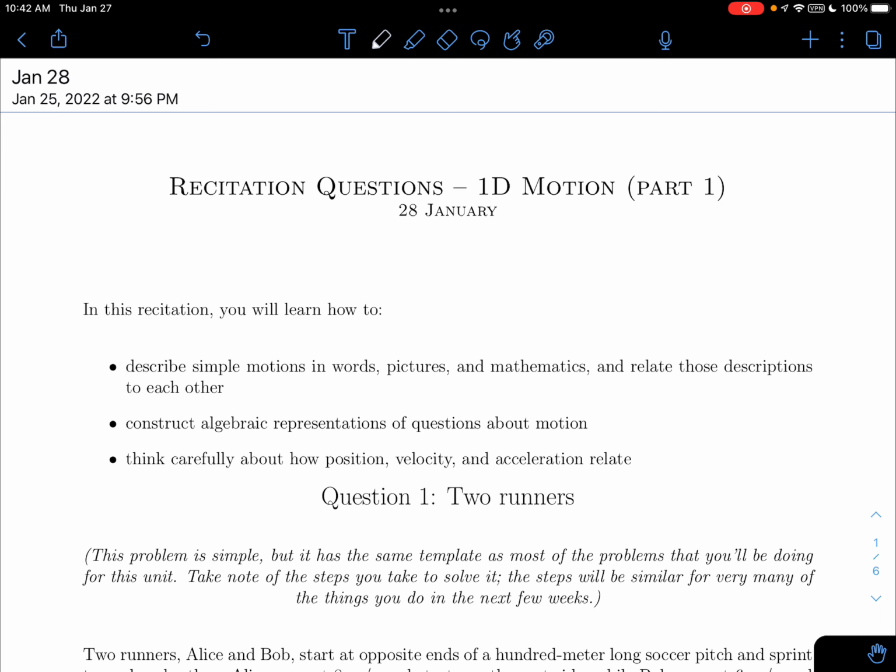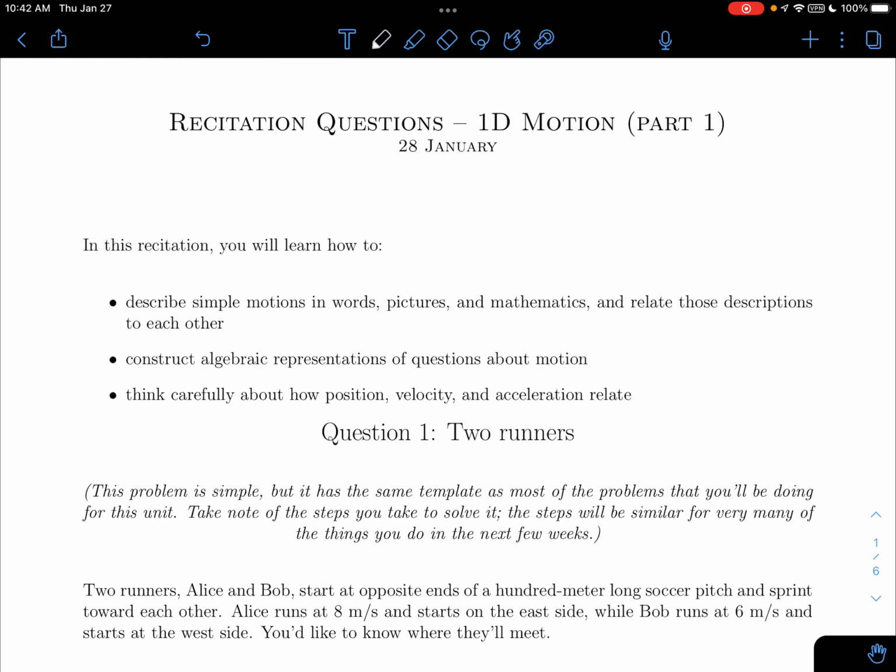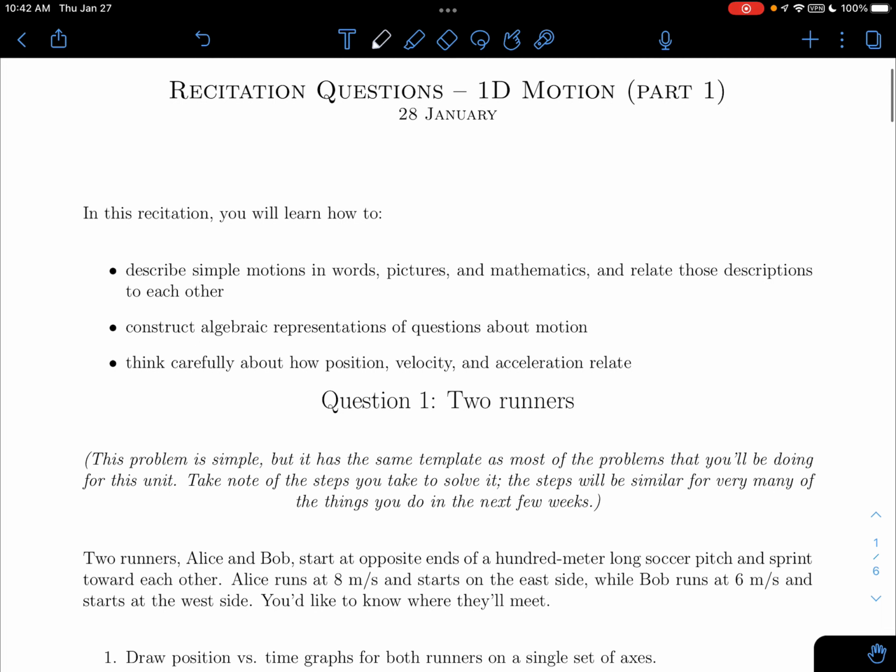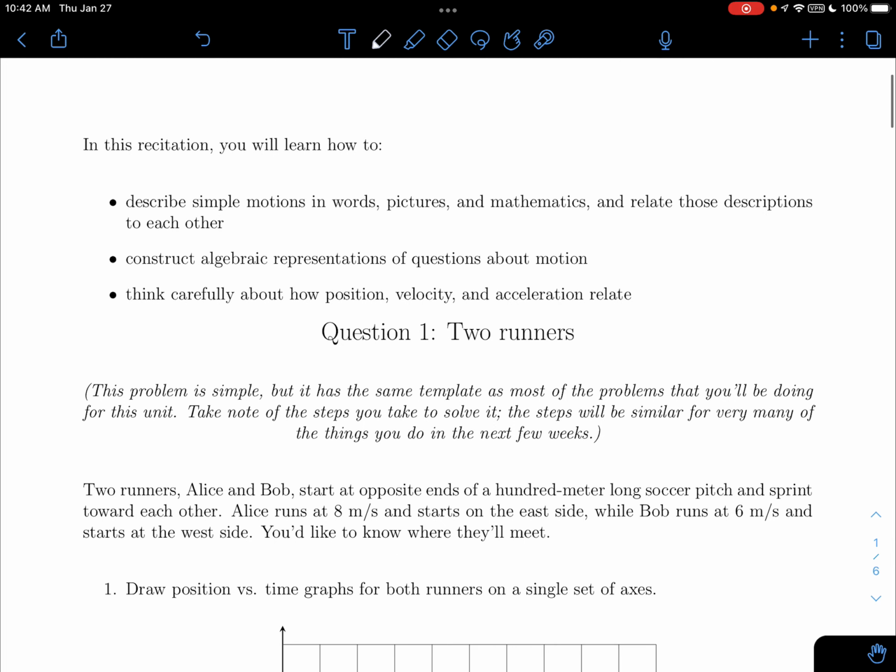My name is Sydney. I am one of the peer coaches, and I teach a couple of the recitations. I help out the TAs, and I'm just going to be working through some of the recitation problems as a guide if you want to look back on to review for exams.